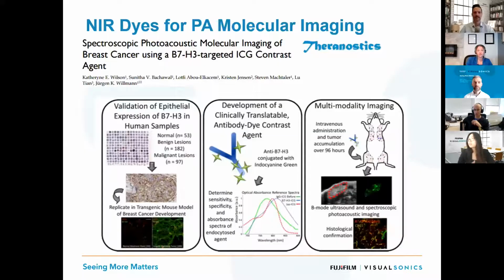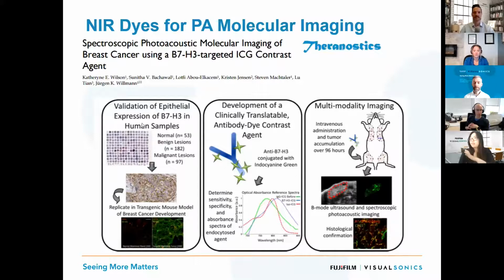I'm going to bring up a pretty good example. If I may, I'm going to share my screen of an example where a group used something that is off the shelf to do this targeting. This is a study coming out of Stanford, where they're using photoacoustics to detect aggressive breast tumors. They're looking at a very specific biomarker, B7H3.